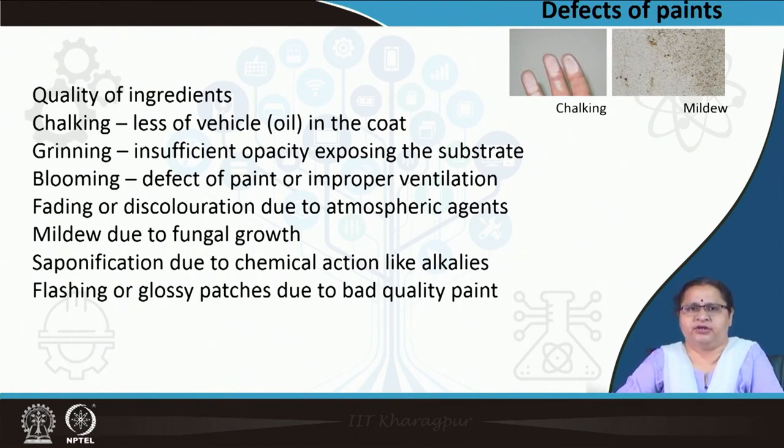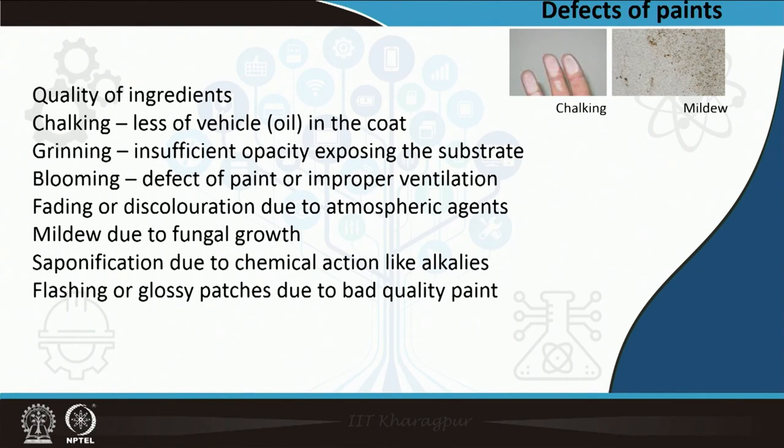Another is saponification due to chemical action, say alkalis. Some pipes which are carrying some chemicals can eventually lead to saponification of the top coating or the covering paint. Some acid fumes, alkali fumes can actually help in saponification also. Flashing, that is glossy patches due to bad quality paint, is also seen in cases when it is not of that good quality.